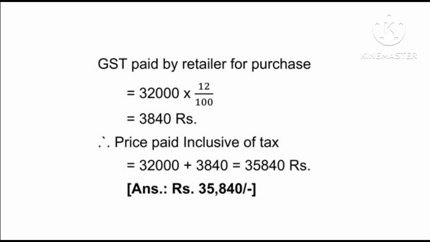GST paid by retailer for purchase equals 32,000 into 12 upon 100 equals 3,840 rupees. Therefore, price paid by the retailer inclusive of tax equals 32,000 plus 3,840 equals 35,840 rupees. Answer: 35,840 rupees.